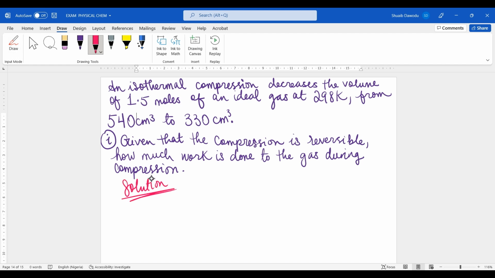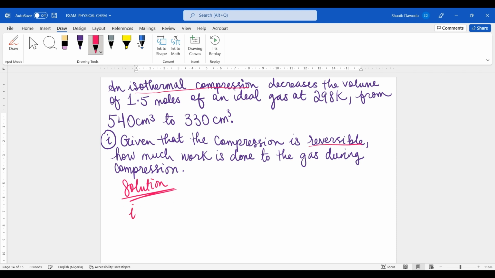So, the first thing you have to do when you have a question like this is to reread it and make sure you note keywords. We're told an isothermal compression decreases. So, from the first few words, we've seen the keyword. We have an isothermal compression question. Decreases the volume of 1.5 moles of an ideal gas at 298 Kelvin from 540 centimeter cube to 330 centimeter cube. Given that the compression is reversible. So now we've been given isothermal compression as well as reversible. How much work is done to the gas during compression?